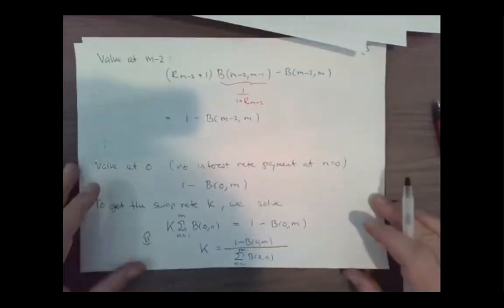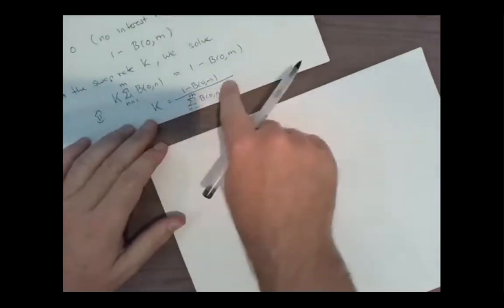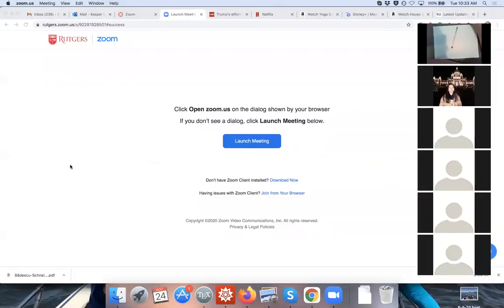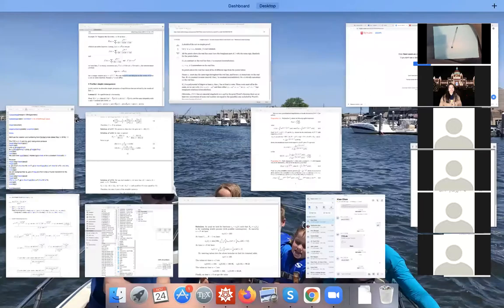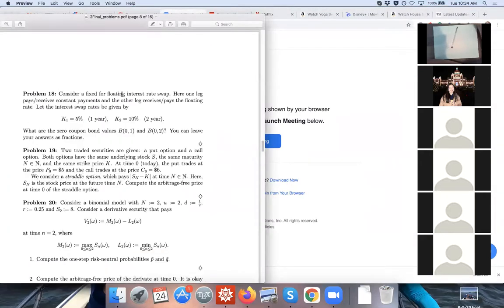So I wanted to show a little example on how one could go and calibrate. So the formula that we need to remember is this one here at the bottom. That's the key formula for the swap rate. So let me look at problem, I think it was number 18. It's also an old exam question. This one here.